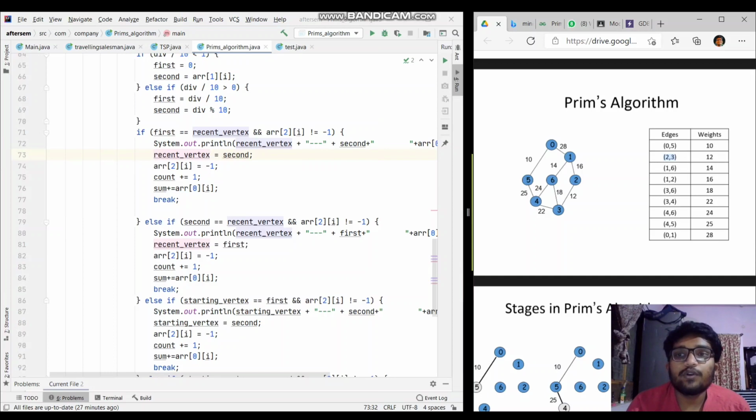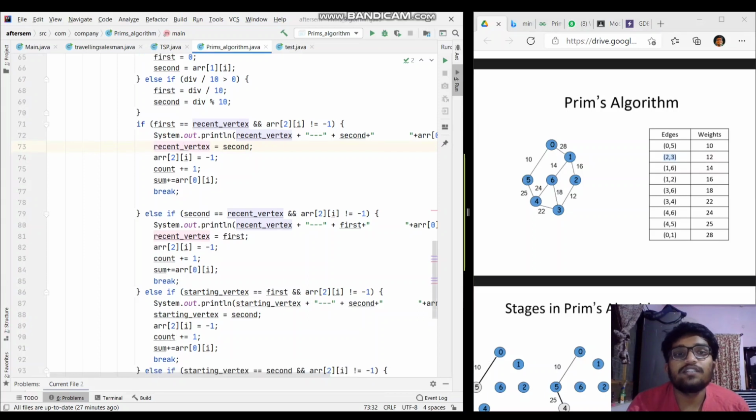Since 2 is not equal to 5, we're not going to include this edge as of now. So we'll move on to the next set. Here we have 5, but that is not the first digit, it is the second digit. So I have another condition for that: else if second equal to recent vertex and array 2 of I, which means the third row, is not equal to -1. We left the third row blank, right?